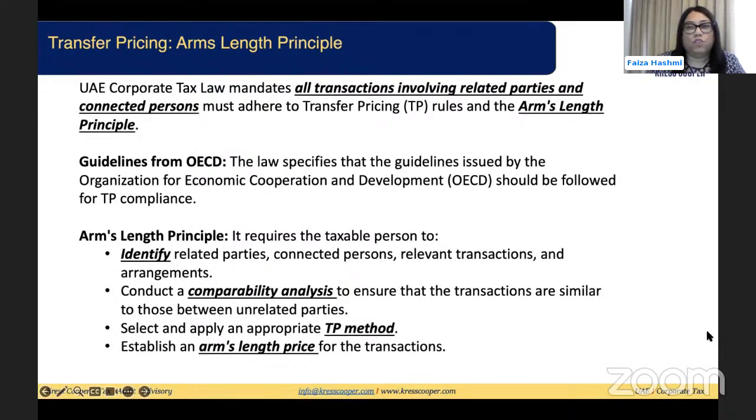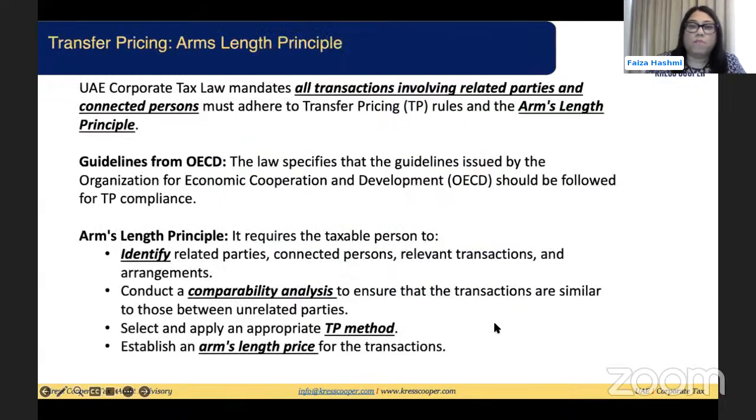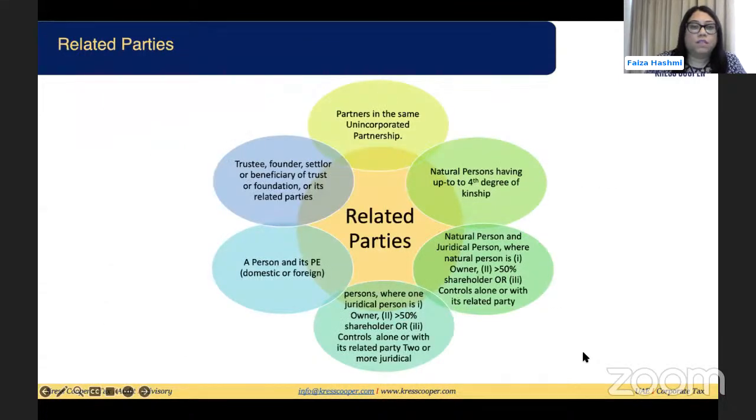That is why in other jurisdictions where corporate tax law is present, these transfer pricing guides are already there, and now the UAE has also introduced them. These transfer pricing rules ensure that the transactions which a company is doing with a third party and with a related party are comparable, that they are the same, and that there's no profit shifting or leakage of tax. They are the same as those introduced in the OECD guidelines, and the arm's length principle basically tells us that we should identify the related parties first, do a comparability analysis, then select a transfer pricing method, and then set a transfer price.